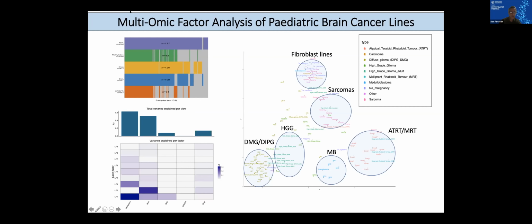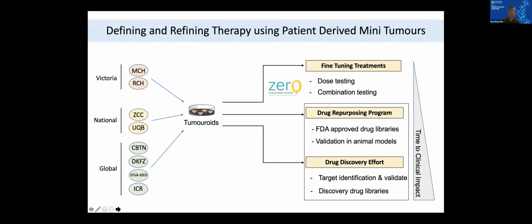And what we're really finding is that methylation and RNA transcriptomics really are the main drivers of being able to subtype pediatric cancer lines. And you can see that in this principal component analysis type plot, where you can see a nice segregation of DMGs compared to the other gliomas, medulloblastomas, ATRTs, the fibroblast line, and sarcomas. And this really takes into account all the molecular features.